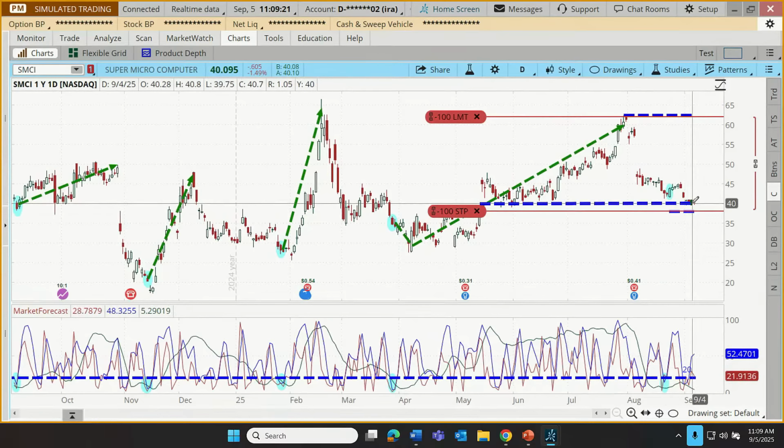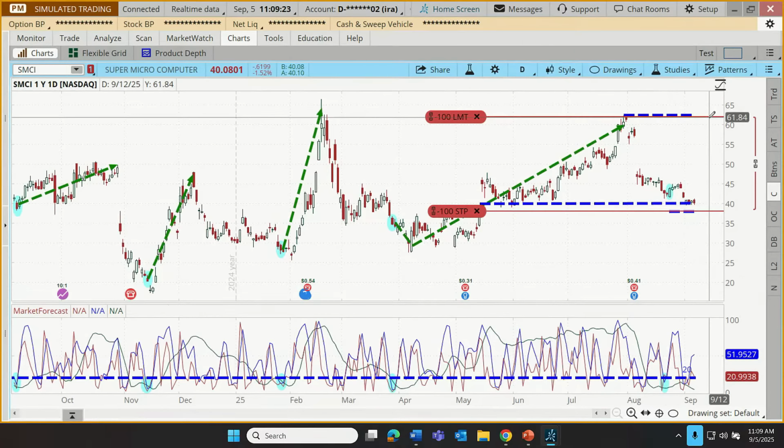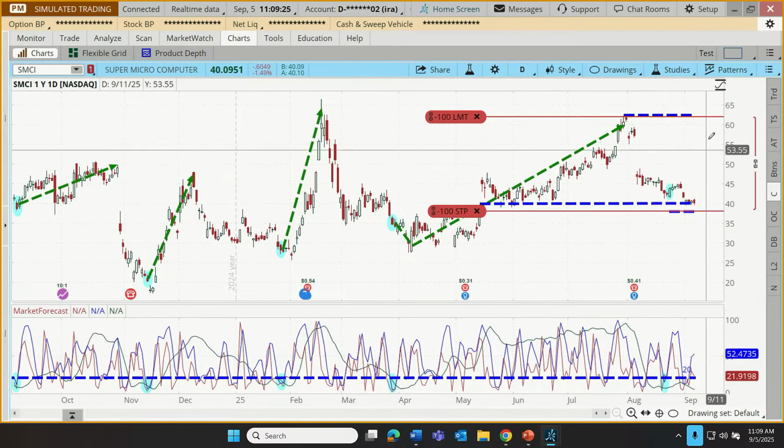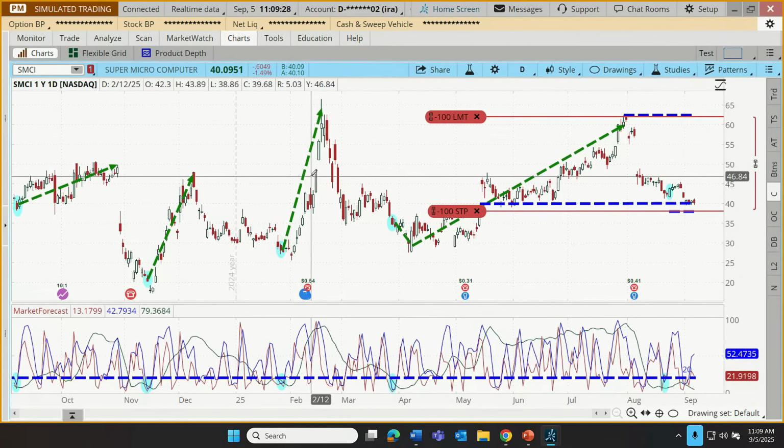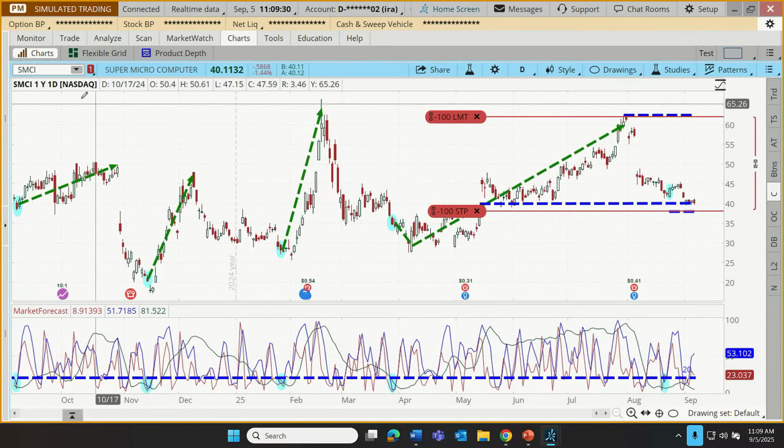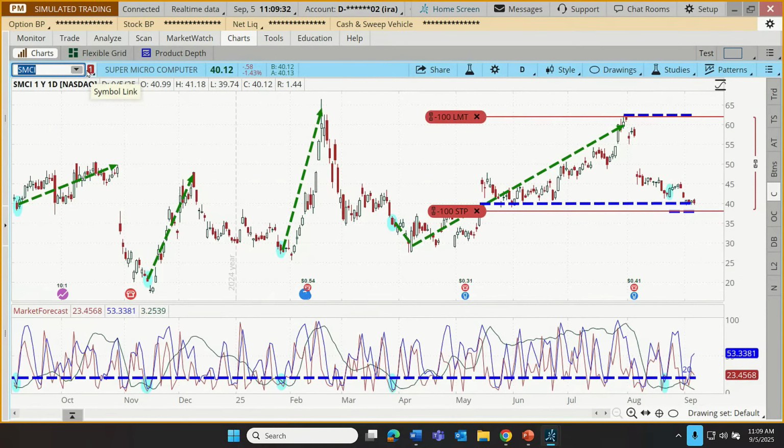A couple of dollars of wiggle room left there, but a lot of upside potential if this trade can just get up and go like it has done in the past. We'll see. Time will tell. So that's what's happening with our current trade.